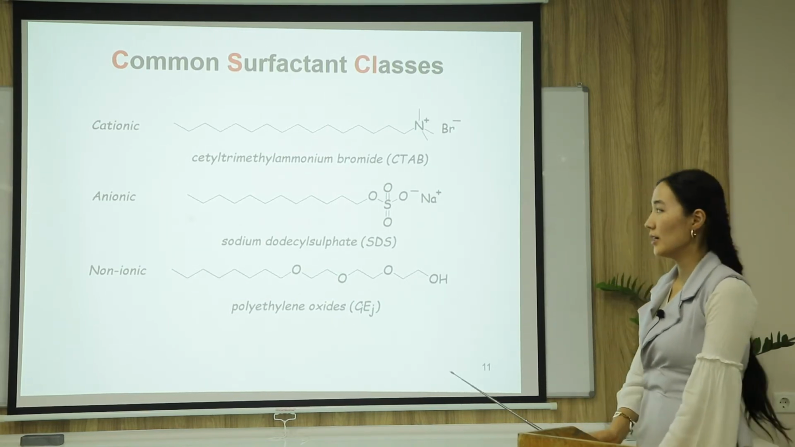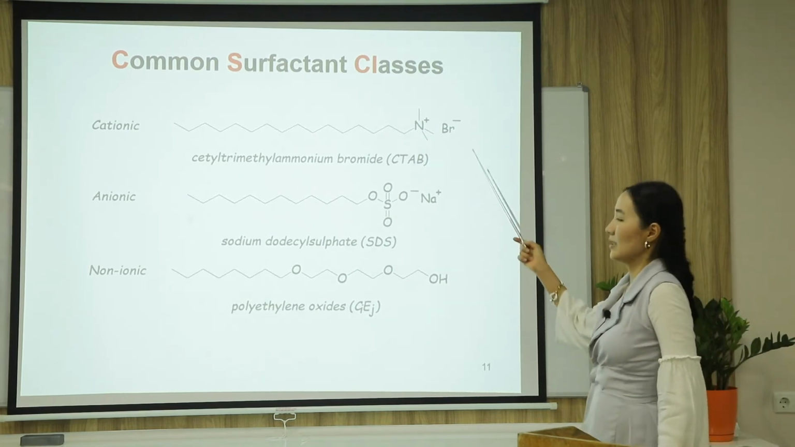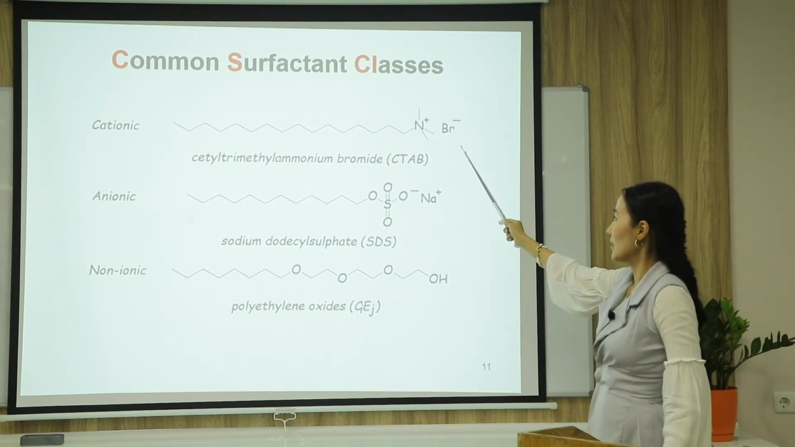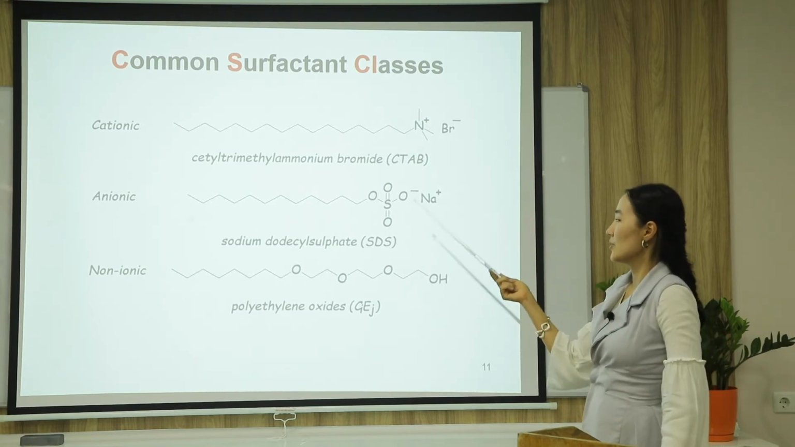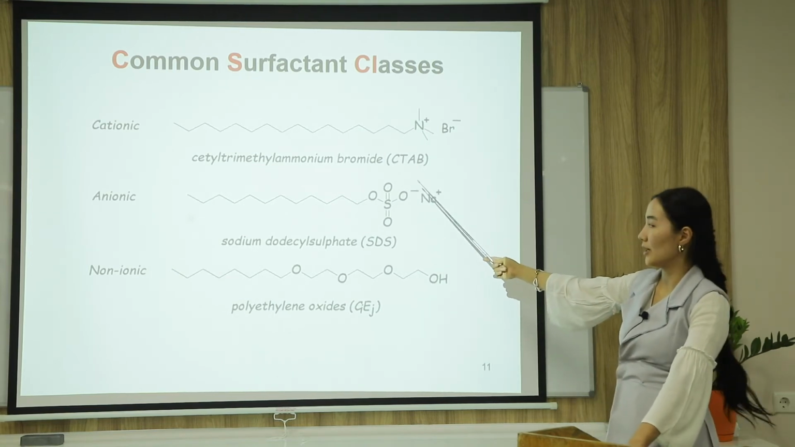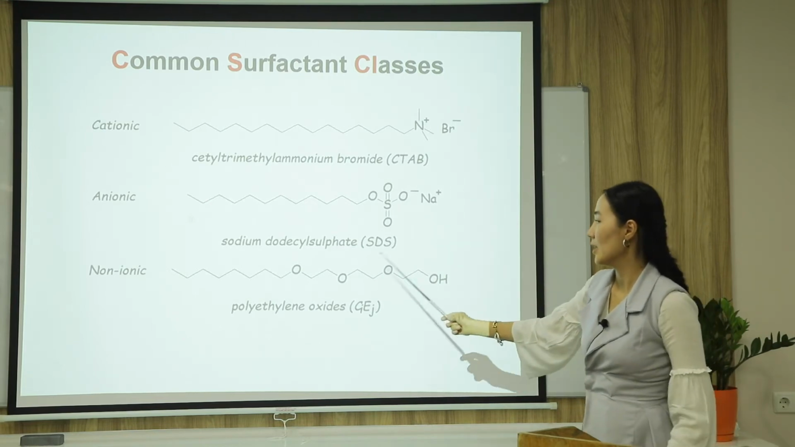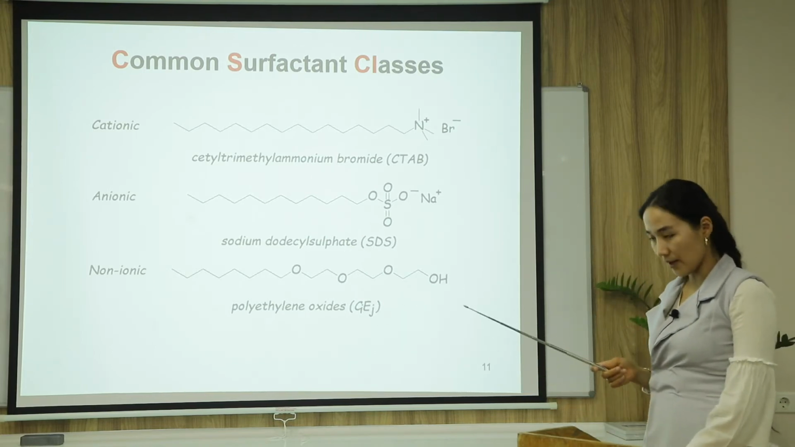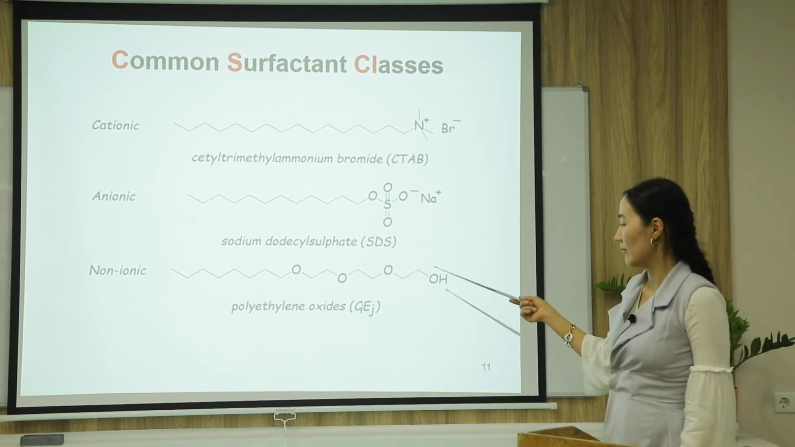Please, next. So here we have three main common surfactant classes: cationic, anionic, and non-ionic. For the cationic, you can see that the nitrogen has the plus ion. This is the cationic, and where the bromine is minus, anionic. For the anionic one, sodium dodecyl sulfate, for example, the salt has the minus anionic ion, where the sodium is plus, cationic. And non-ionic, there are polyethylene oxides, because they have an unlimited number of polyethylenes. That's why they are non-ionic.